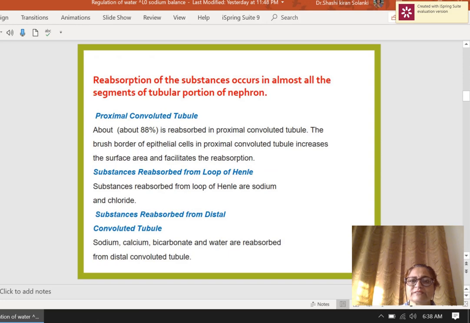Reabsorption of substances occurs in almost all segments of the tubular portion of the nephron. In the PCT, 88% is reabsorbed. The brush border of the epithelial cells of the PCT provides a larger area for reabsorption. In the loop of Henle, sodium and chloride are reabsorbed. However, in the DCT, sodium, calcium, bicarbonate, and water are reabsorbed.